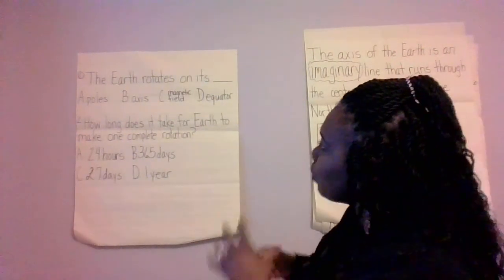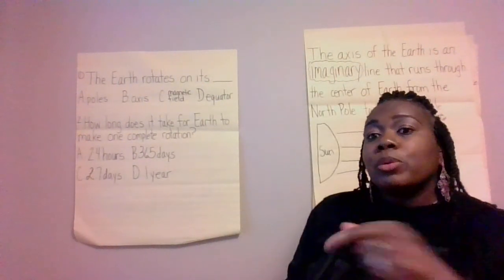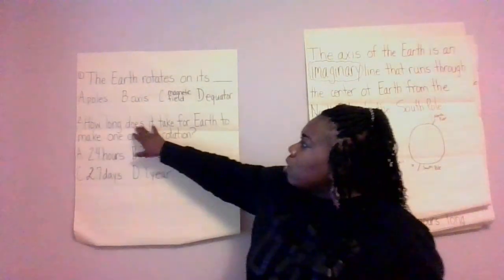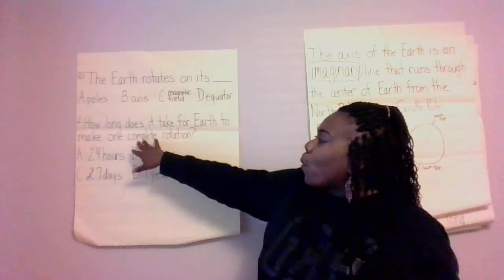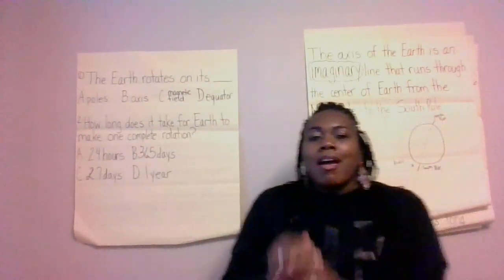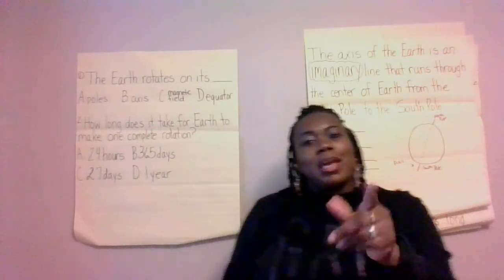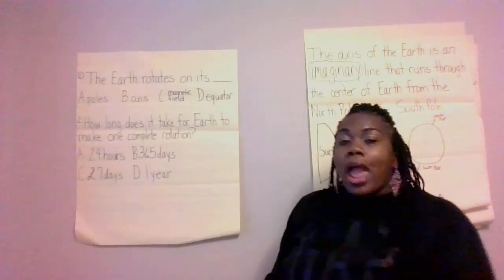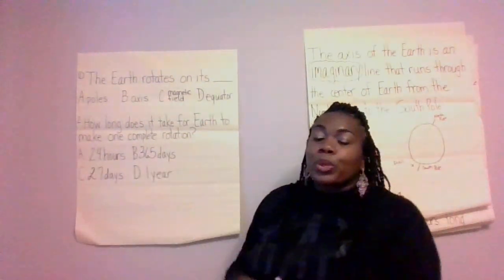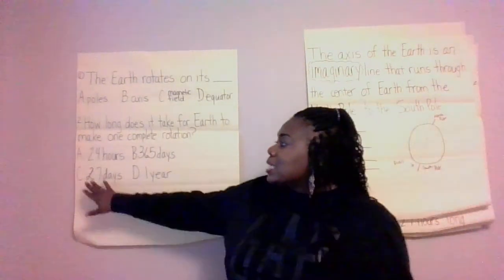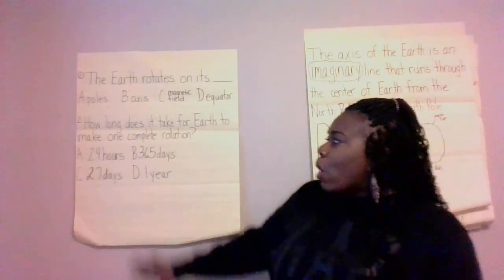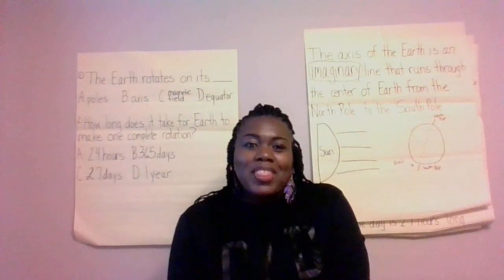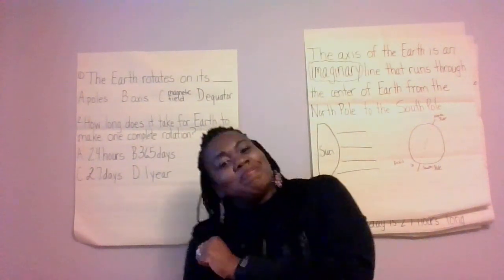All right, just know we're in daytime here, but somewhere on Earth it is nighttime right now. Now, here's one for you to do as well to see if you remember this from the notes. How long does it take for Earth to make one complete rotation? I'll give you a moment to think about that, but I'll call out the answers for you to choose. A, 24 hours. B, 365 days. C, 27 days. Or D, 1 year. Let me give you a moment to think about that. I'll be right back with you.